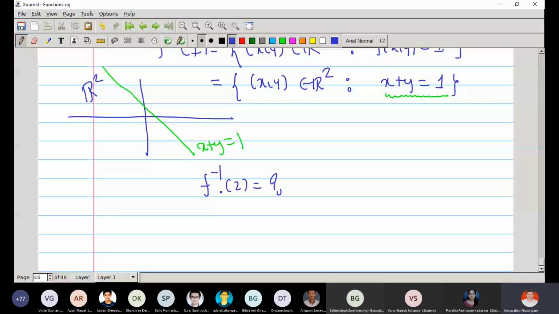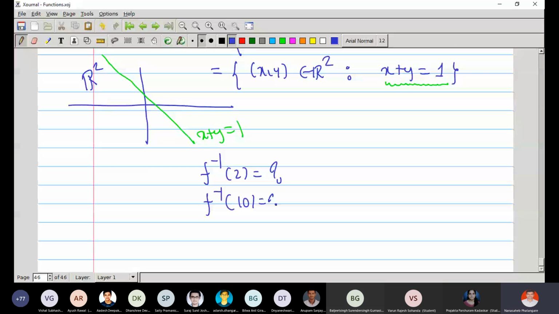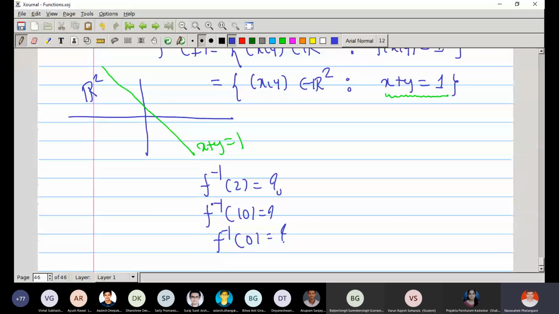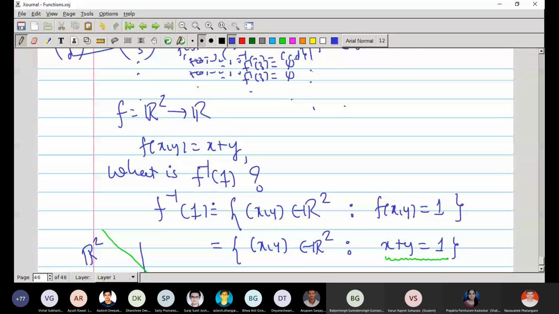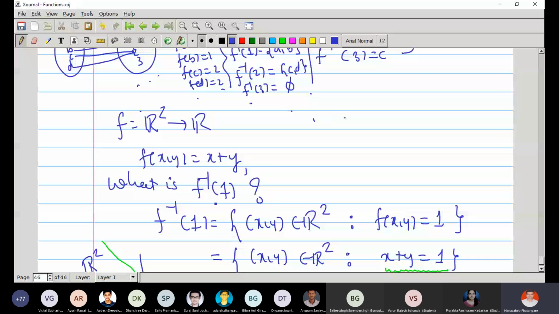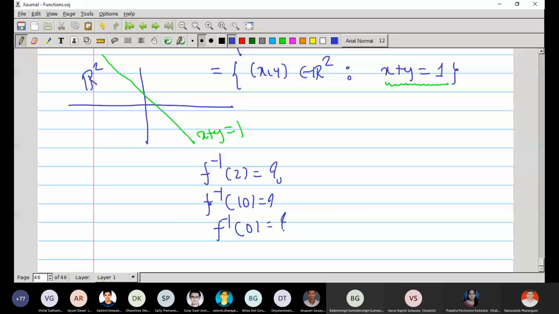What is f inverse of 10? What is f inverse of 0? You just think about it and find it out. Not difficult actually. Right? Yes.